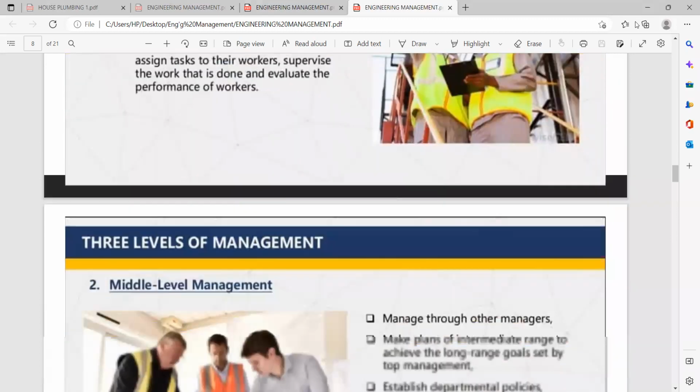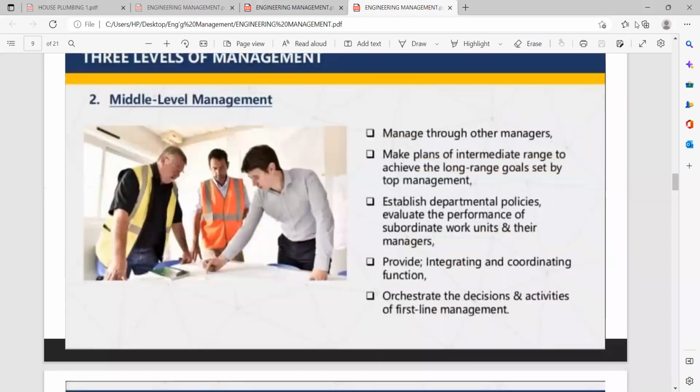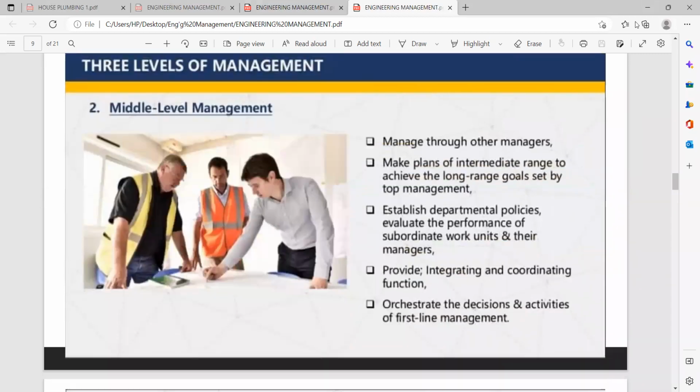Okay, next is middle level management. So here, it will manage through other managers. So manager to manager or yung head of every department na yung involved dito. Make plans of intermediate range to achieve the long-range goals set by the top management. It will establish departmental policies. Again kumbaga kung merong meeting na mangyayari, every leader or yung head of the offices or departments yung involved dito.